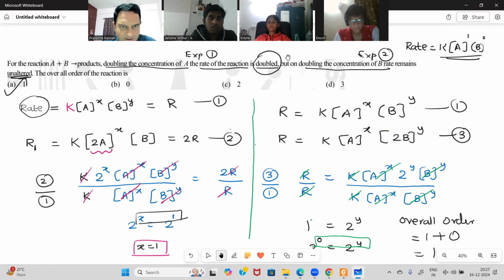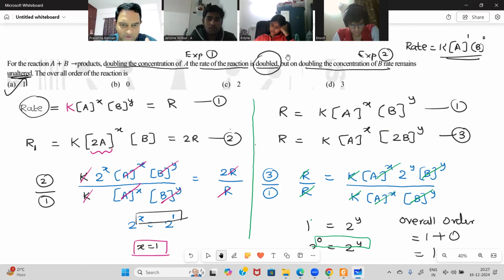Or simply understand, I am changing the concentration of B, but there is no effect on the rate of the reaction. So can I say that the rate of the reaction is independent of the concentration of B? I doubled the concentration, but I did not see any effect. That means it's independent. If rate is independent of a particular reactant's concentration, what is the power? 0, sir. Exactly.